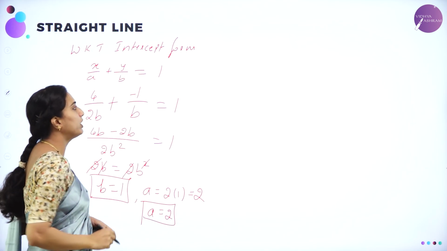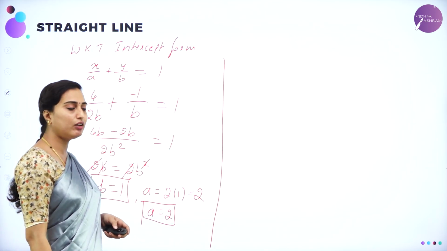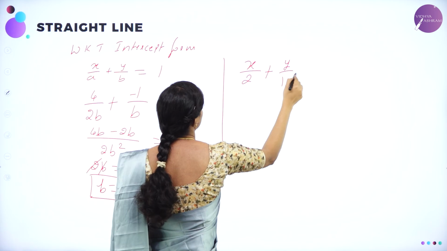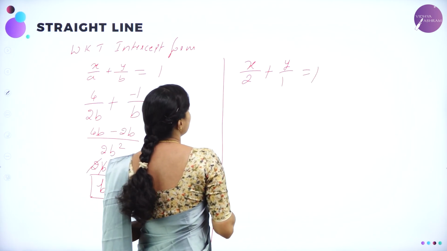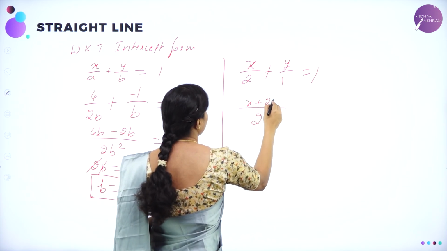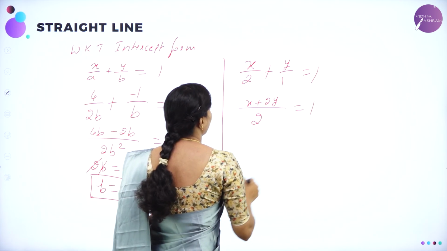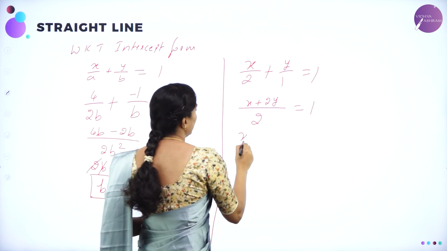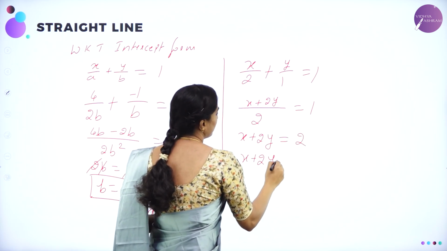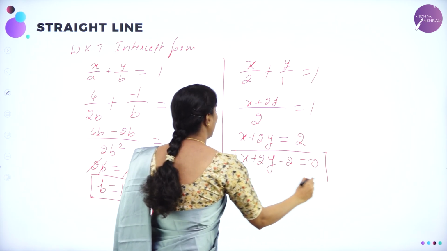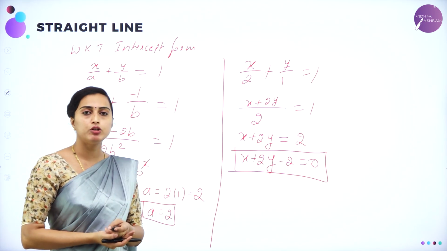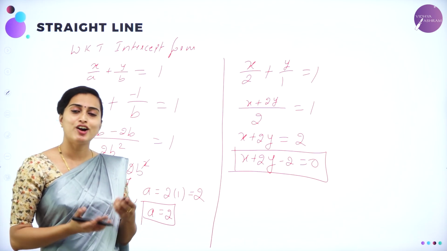Now substitute back into the equation. The equation of the straight line will be x divided by a, which is 2, plus y divided by b, which is 1, is equal to 1. You can take the LCM, which is 2. So therefore, you can have x plus 2y is equal to 2. Otherwise, x plus 2y minus 2 equal to 0, which is in the form of ax plus by plus c equal to 0, a value 1, b value 2 and c value minus 2. I hope you got this one, how to solve.